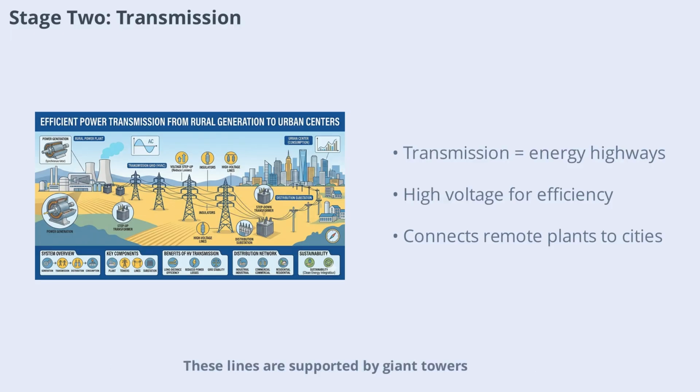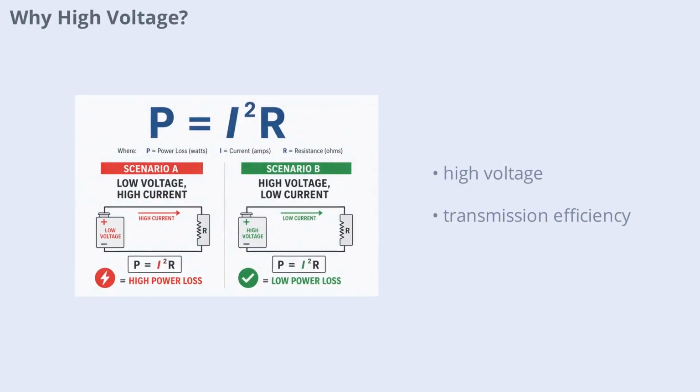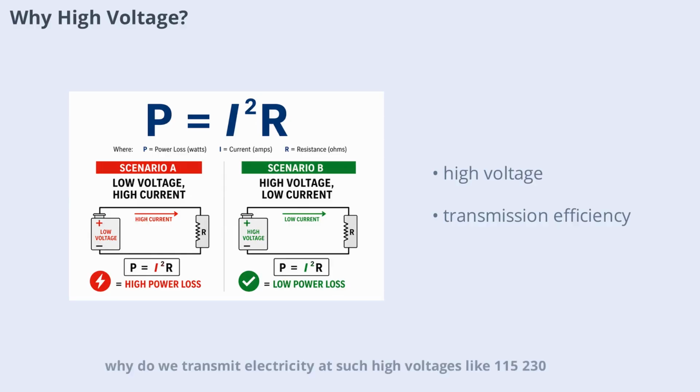These lines are supported by giant towers and are designed to handle very high voltages, making long-distance energy transfer efficient and reliable. A key question in power engineering is: why do we transmit electricity at such high voltages, like 115, 230, or even 500 kilovolts? The answer lies in efficiency.